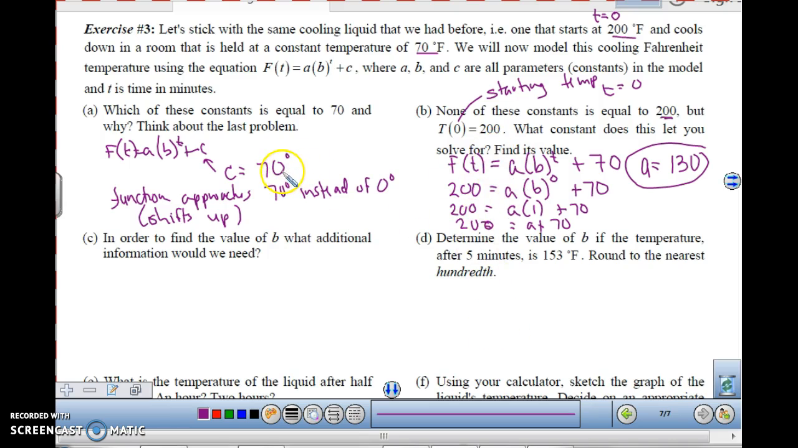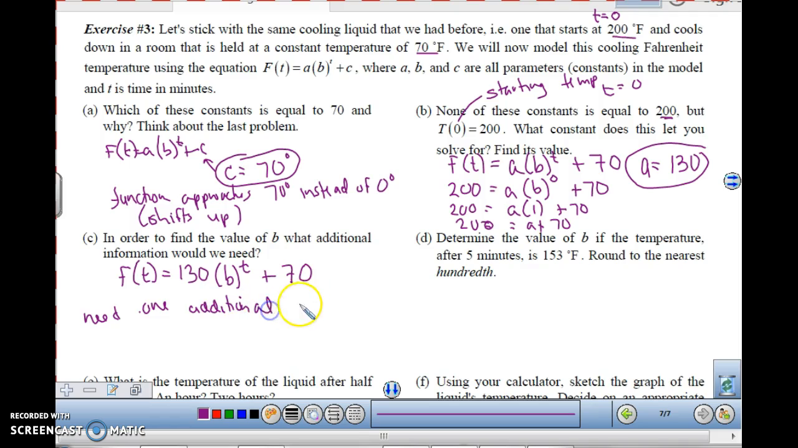All right, so we knew C was 70, and we figured out A is 130. So let's see what we have. We now have F of T is equal to 130 times B to the T plus 70. In order to find the value of B, what additional information would we need? We need one additional point on the graph. We need another value of T and F of T.